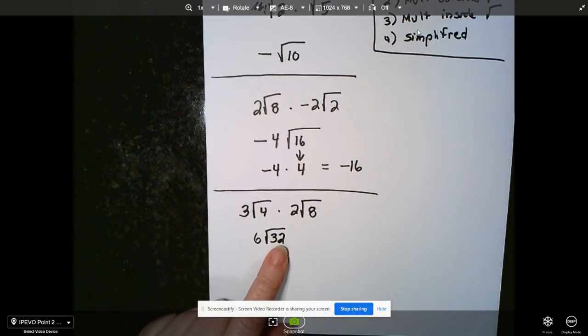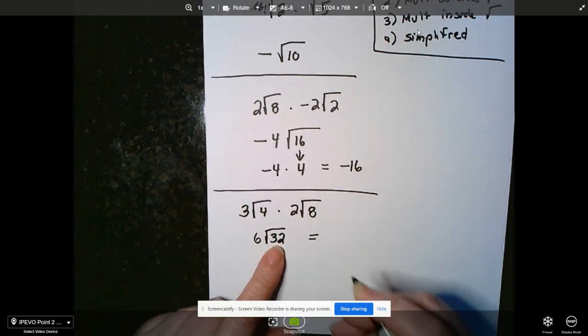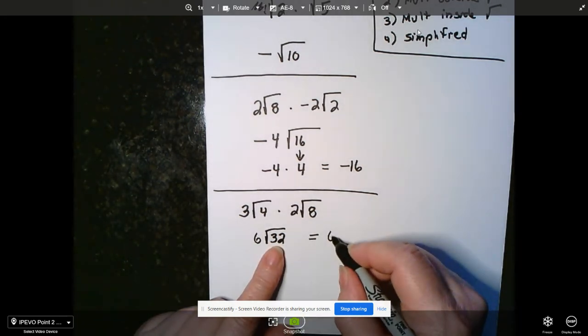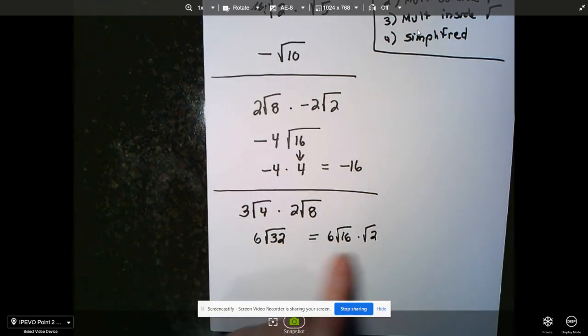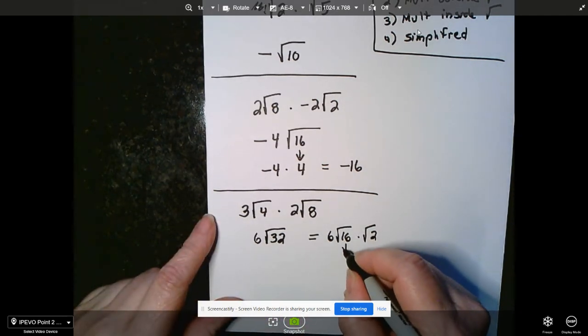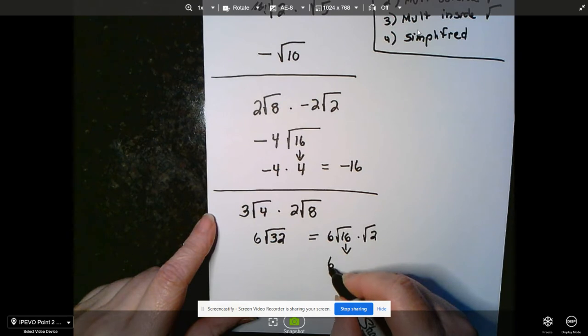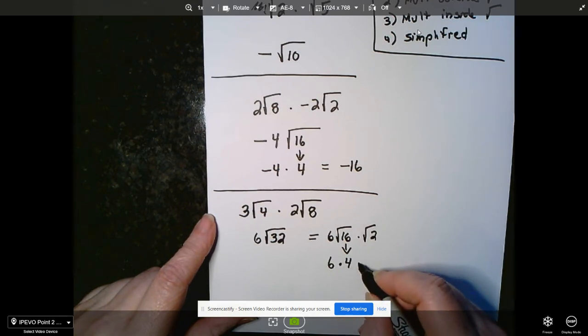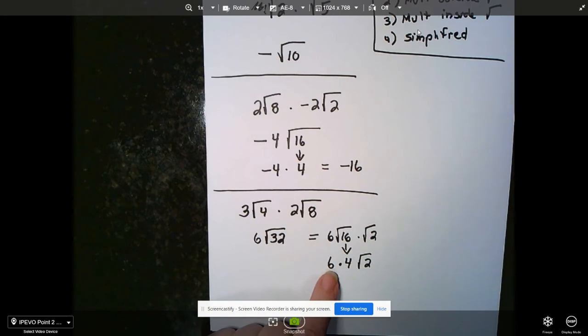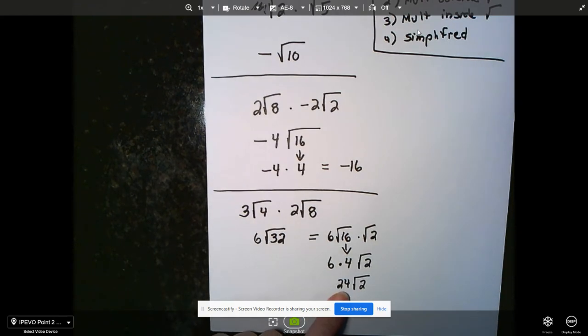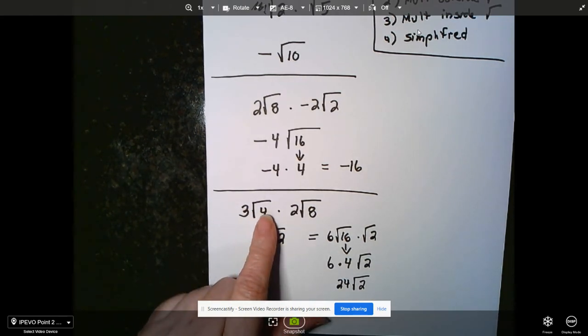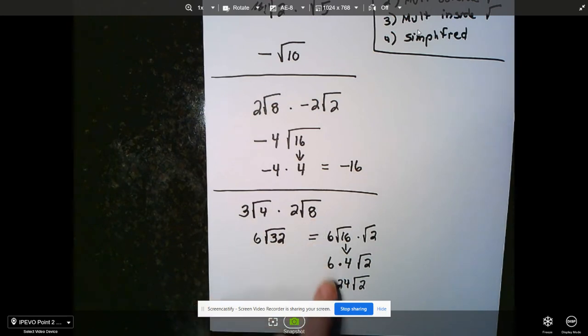Now I have to simplify that square root of 32. So now you can either use the birthday cake method or you can break it up into factors. Well, I know that 16 times 2 is 32, and I know that 16 is a perfect square. If I evaluate the square root of 16, it's 4. So I still have the 6 out front, the 4, and then the square root of 2. Well, 6 times 4 is 24. So now I have 24 times the square root of 2. So 3 times the square root of 4 times 2 times the square root of 8 is 24 times the square root of 2.